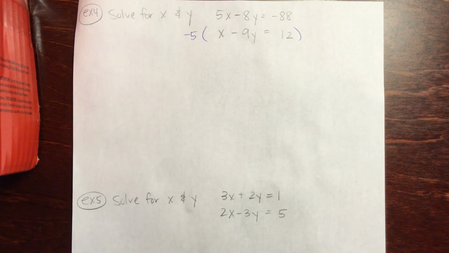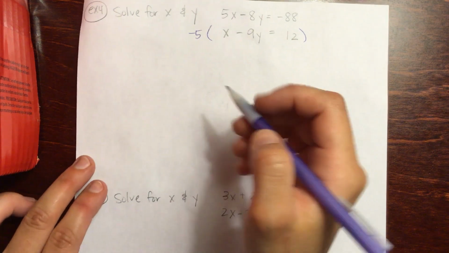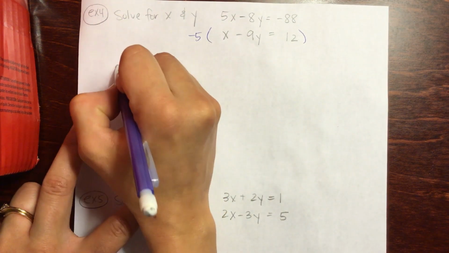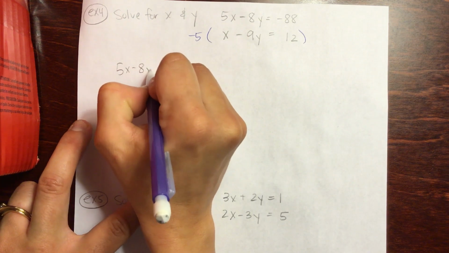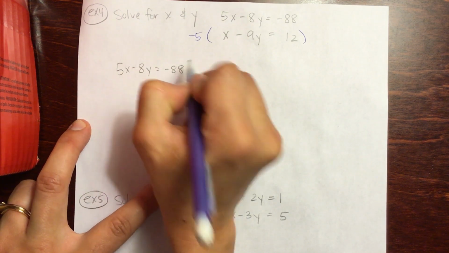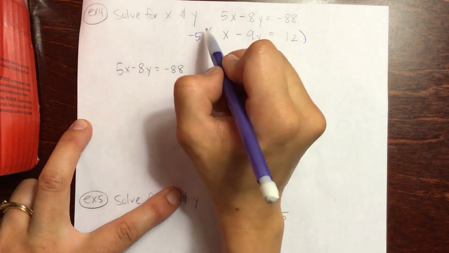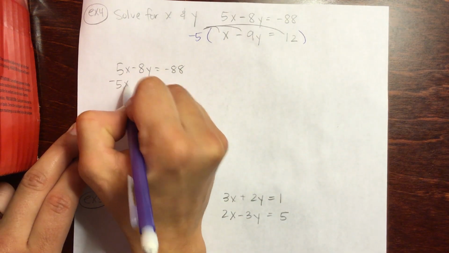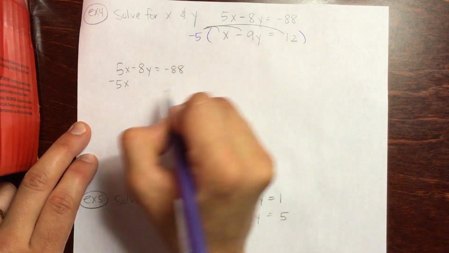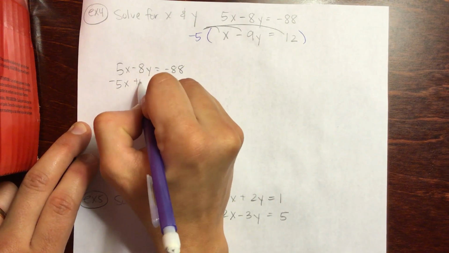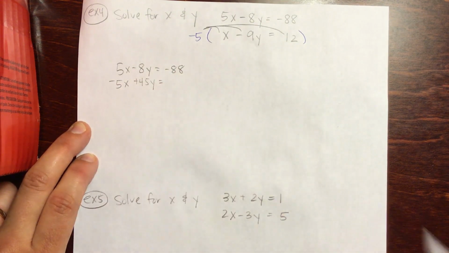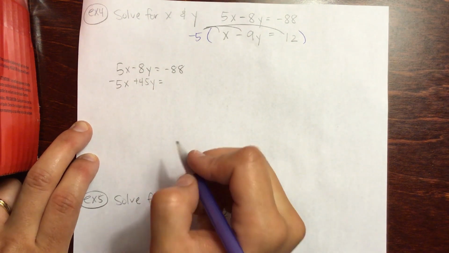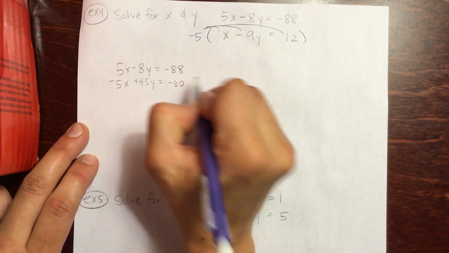So let's do this. Let's distribute our -5 here. So I'm going to rewrite my equations. I had 5x minus 8y is -88. That was my first equation. And now if I distribute a -5 to all three pieces here, I'll have -5x. -5 times -9 is +45 y. And -5 times 12 is -60.